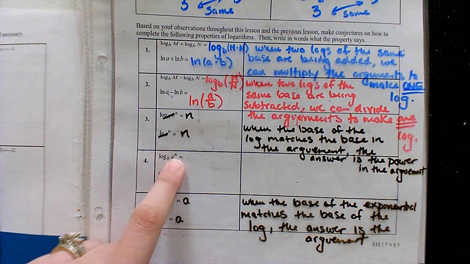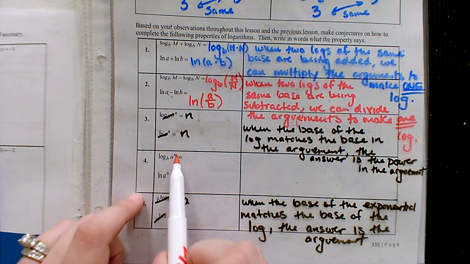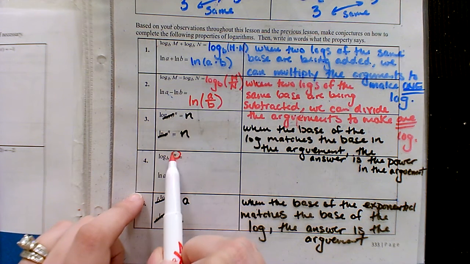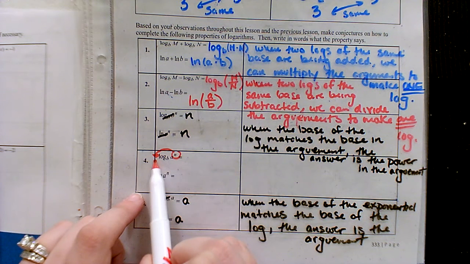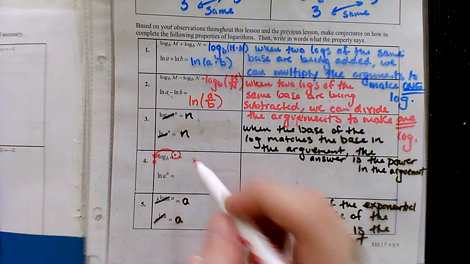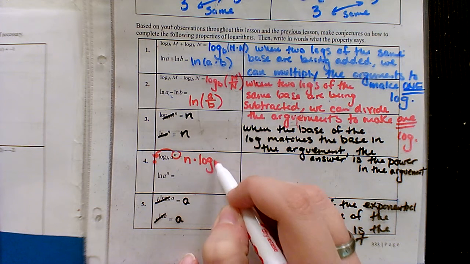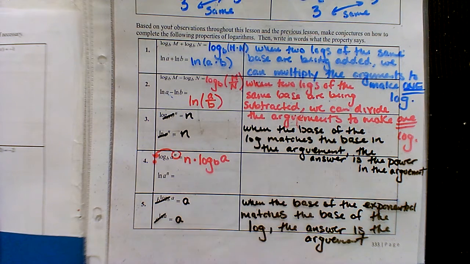But if we do have a power in the exponential, this fourth property of logs tells us we can take that power and move it out front as a multiplier, kind of as a coefficient. So this would look like n times log base b of a.